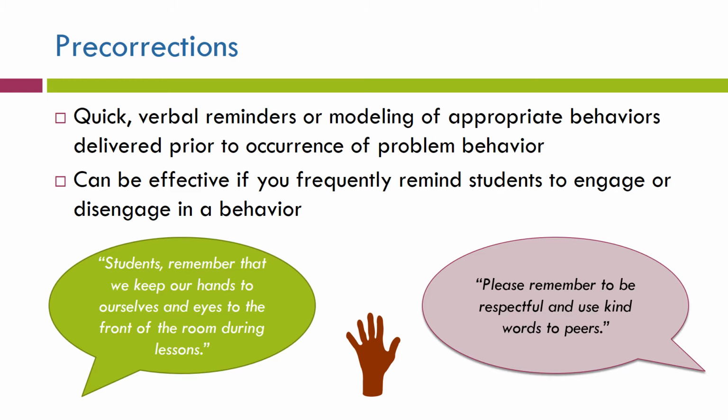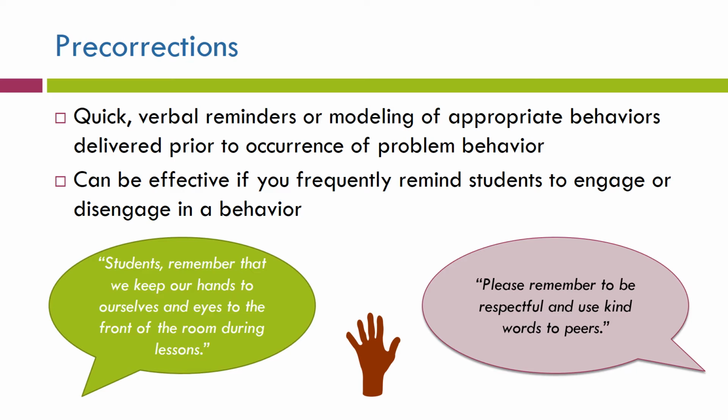The first low intensity strategy is called pre-corrections. Pre-corrections are very quick verbal reminders or modeling of appropriate behaviors delivered prior to the occurrence of problem behavior. You're trying to give a little prompt to the students before you anticipate the problem behavior from happening. Pre-corrections can be especially effective if you are frequently reminding students to engage in a particular behavior or disengage for a particular behavior. Say you're finding yourself reminding students that their eyes need to be at the front of the classroom while you're giving the lesson.